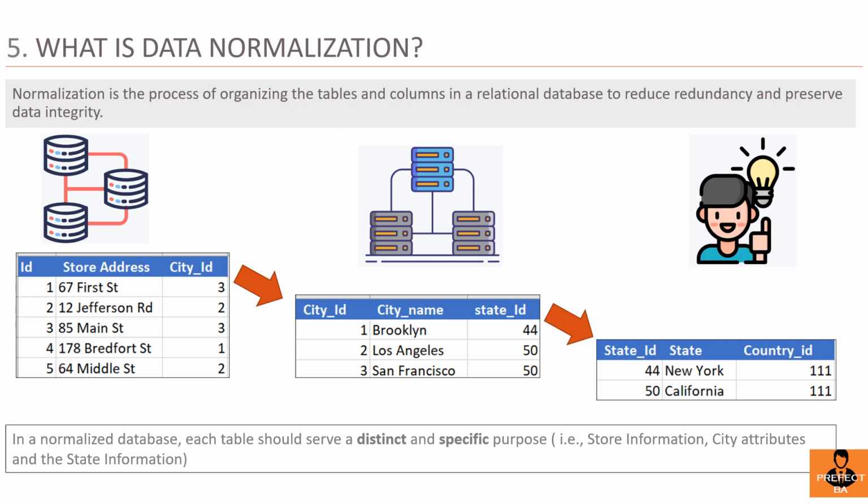Normalization is the process of organizing the tables and columns in a relational database to reduce redundancy and preserve data integrity. In the example shown, Table 1 in the data set can be mapped to Table 2 based on city ID, the shared key, and similarly, Table 2 can be mapped to Table 3 where state ID is the shared key.